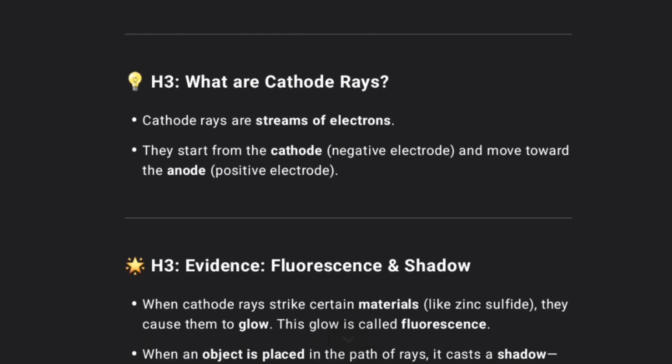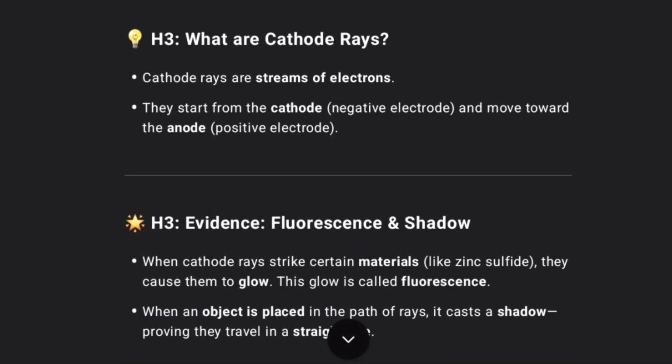What are cathode rays? Cathode rays are streams of electrons. They start from the cathode, the negative electrode, and move toward the anode, the positive electrode.